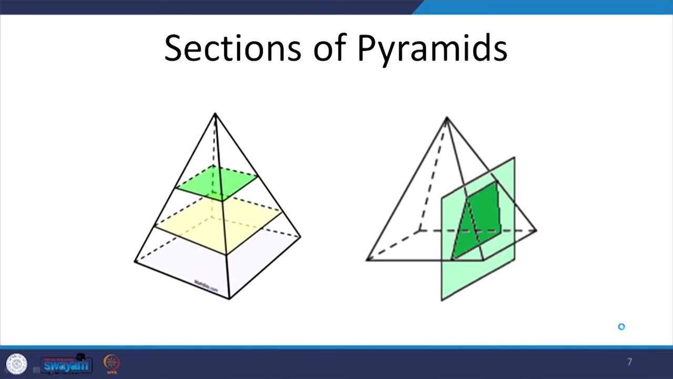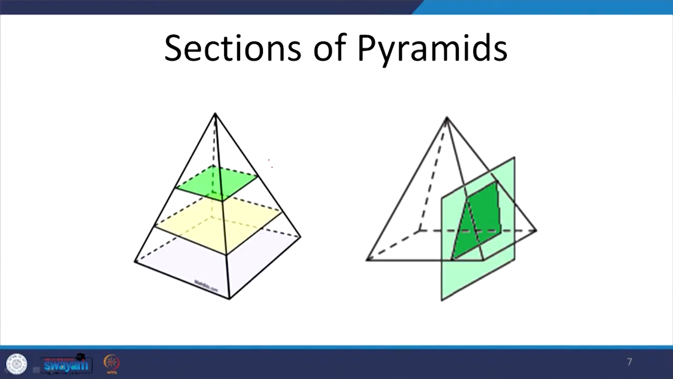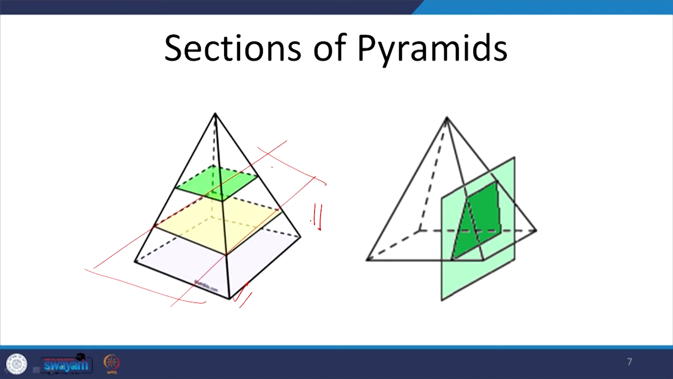Pyramids are the next solid that we are going to take. If I explain the theory to you, it appears very simple. But when we start drawing them, it becomes slightly trickier because we have to ascertain where that point exactly is going to be. So if we have a pyramid and we are cutting it with a section plane which is parallel to the base, in that case we will see exactly a similar shape as that of the base. Depending upon where the section plane is passing through the pyramid, the size of the section will be determined.